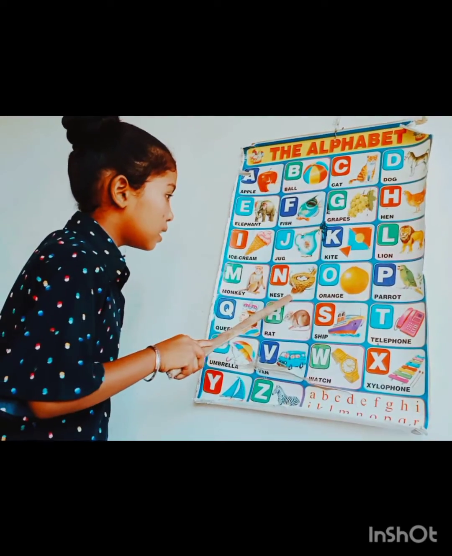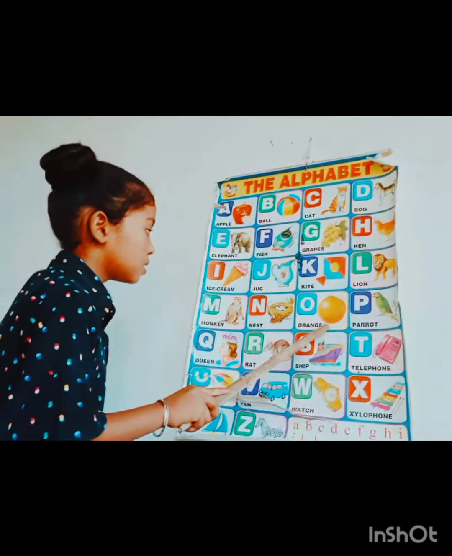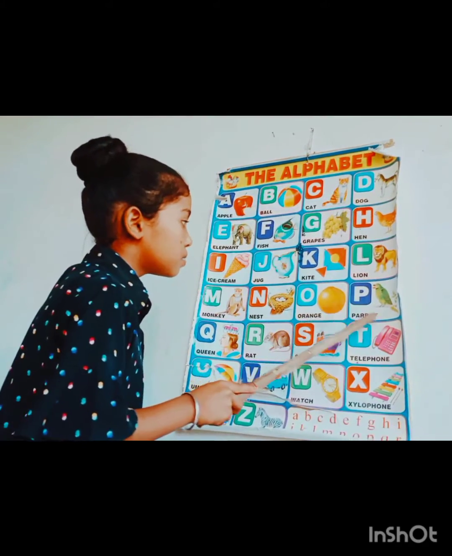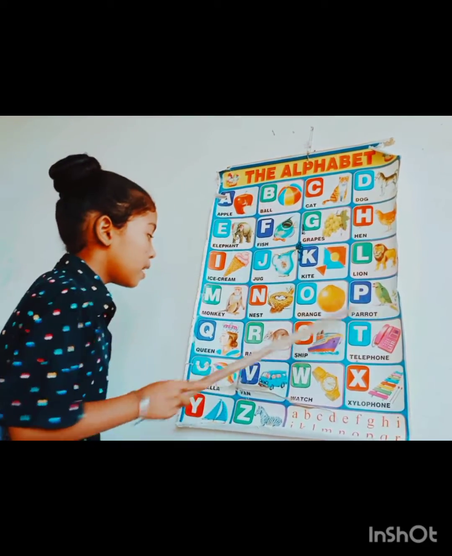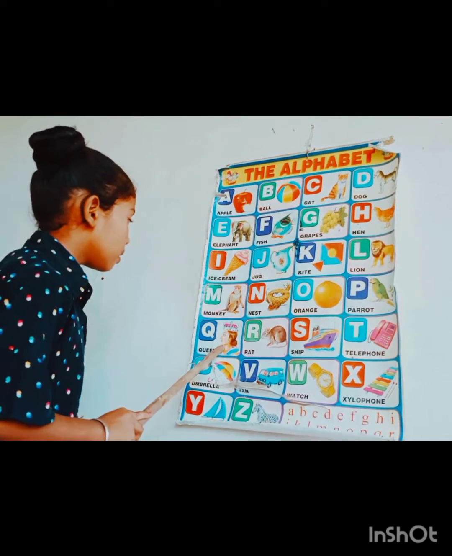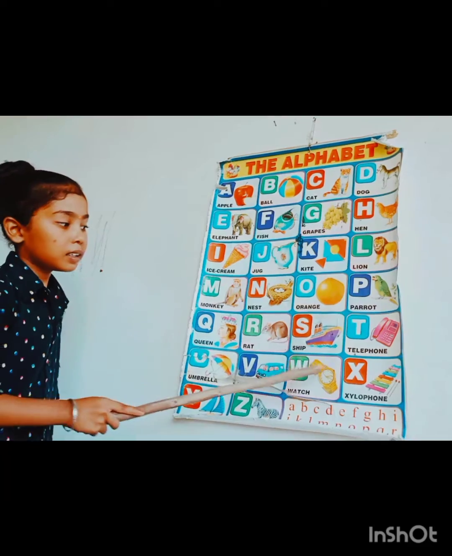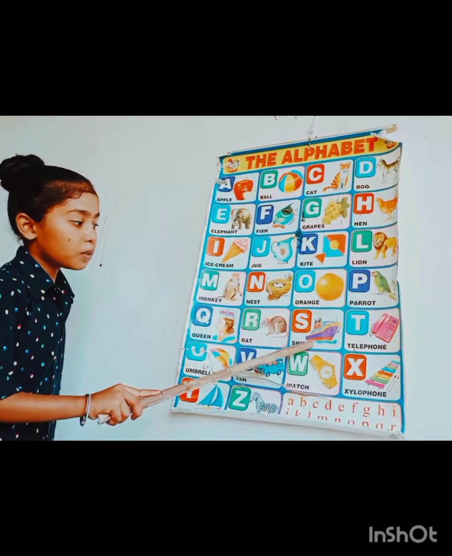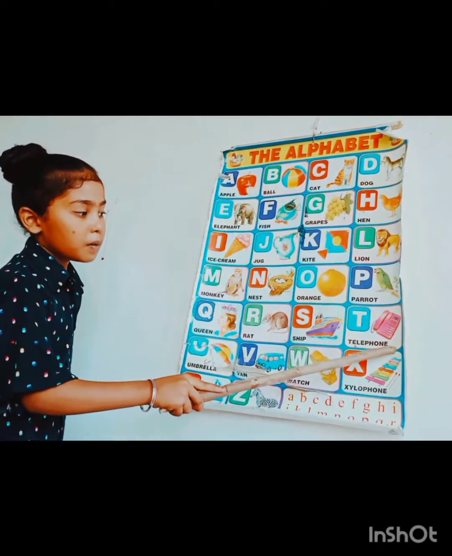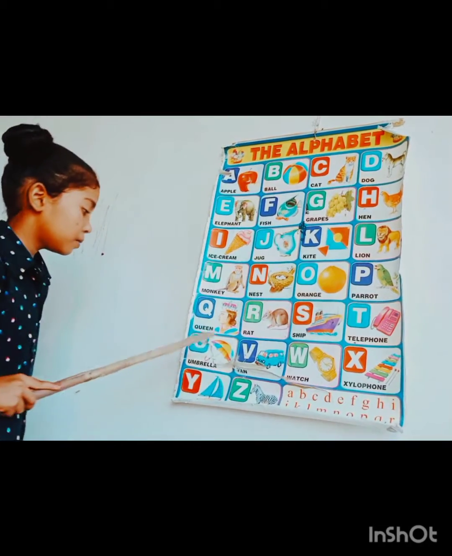N for nest. O for orange. P for parrot. Q for queen. R for rat. S for sheep. T for telephone.